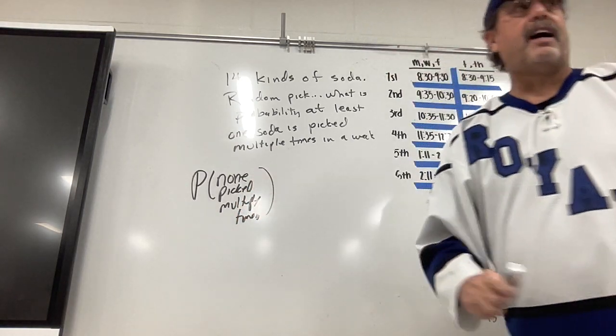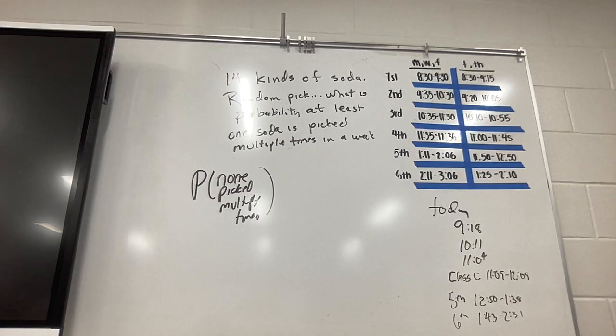The reason we do none is that it could be 2 or 3 or 4 or 5 or 6 or 7, which would be more problems to do. All right.